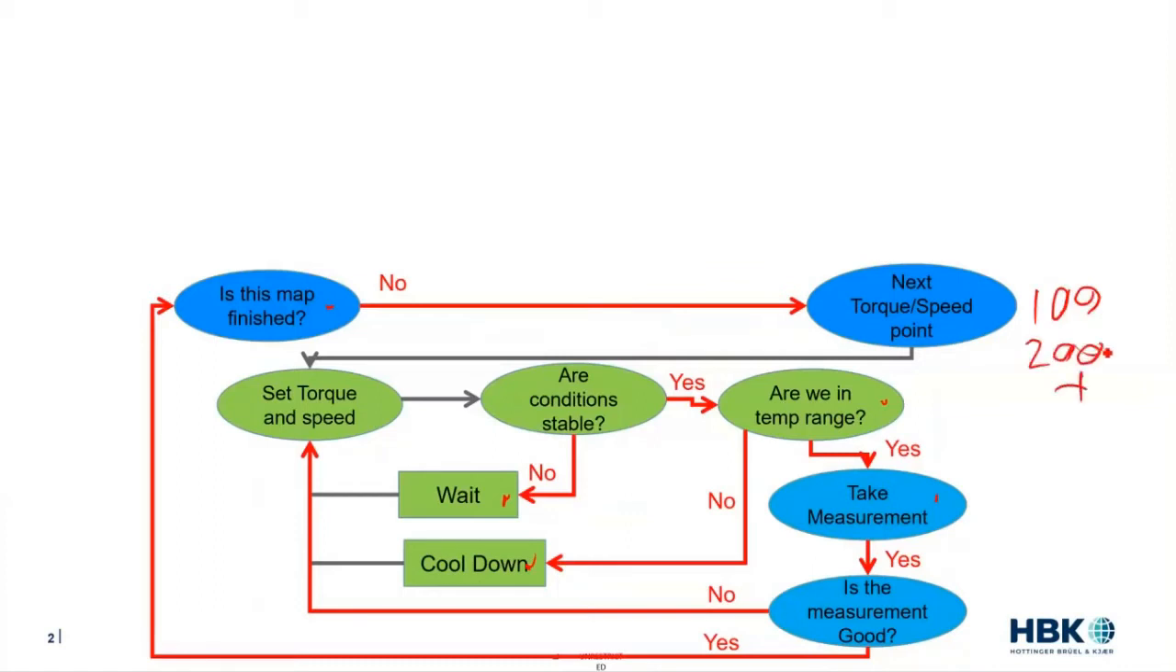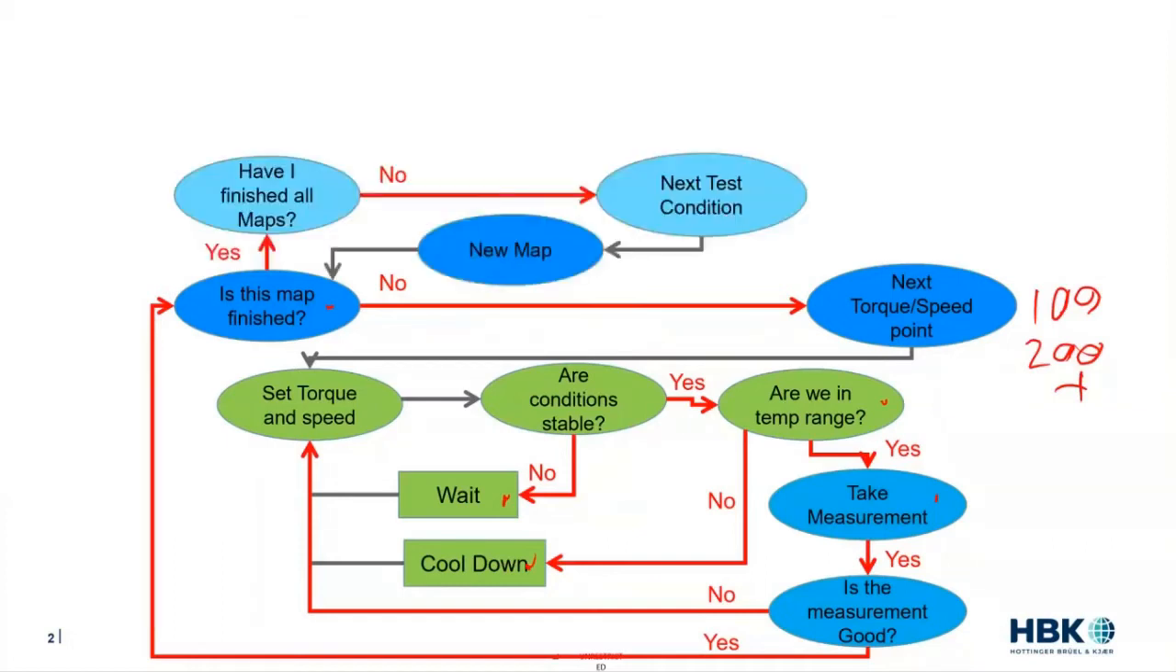But we're not just running one map typically, especially for control and calibration purposes. We have a whole list of conditions that we need to test for. Different temperatures, different flux states, different gears, different battery voltages. So we have to ask ourselves, once I've finished one map, have I finished all the maps? And if not, I need to move to the next test condition and run a new map.